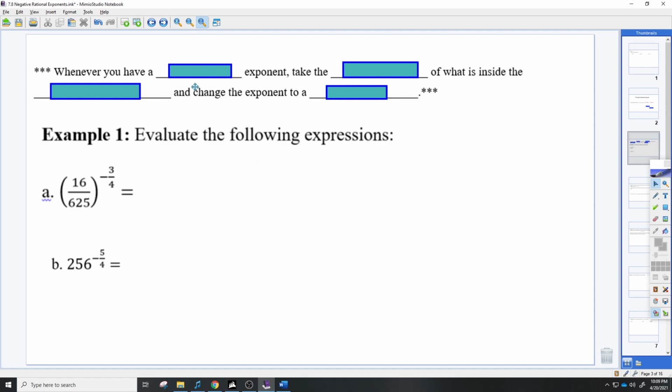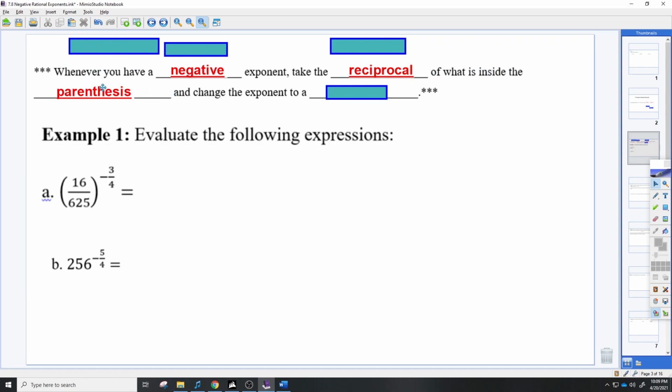Okay, so whenever you have a negative exponent, see if you remember this, we're going to take the reciprocal of what is inside the parentheses, if there is one. Either way, we're going to take the reciprocal of what's inside. And then you're going to change the exponent to a positive number.